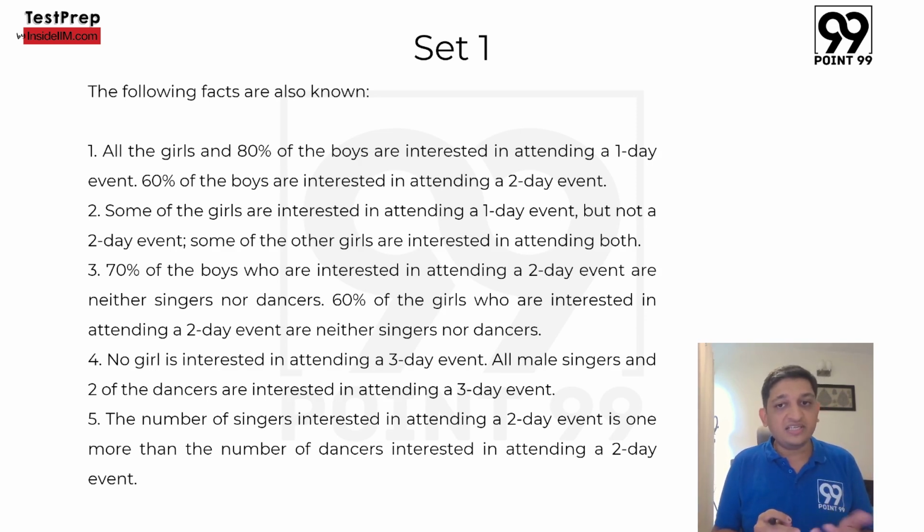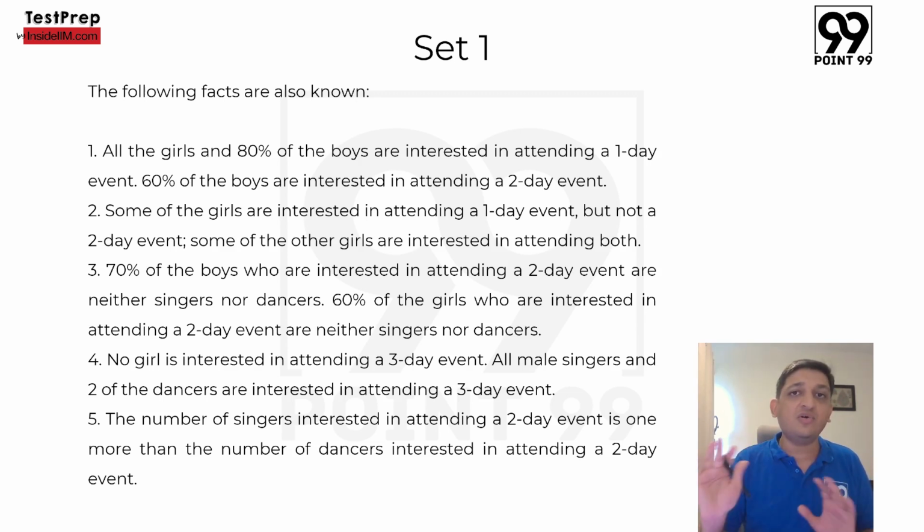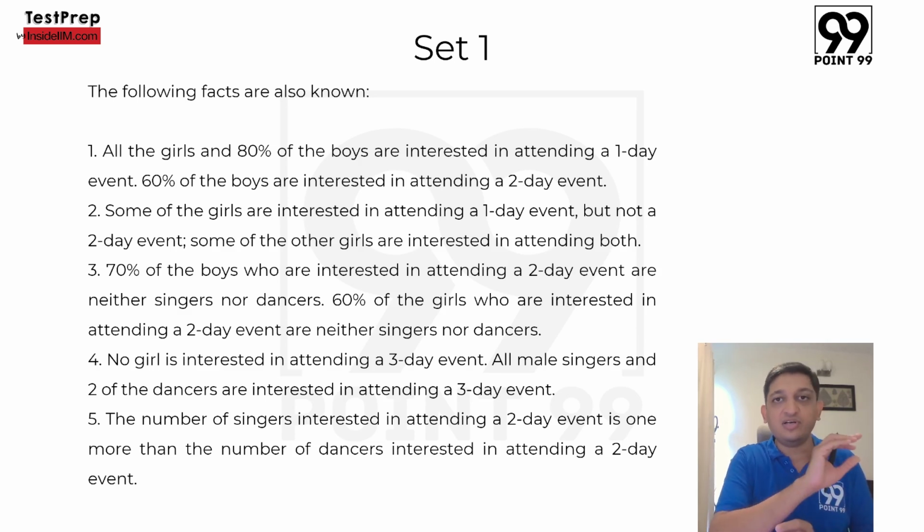70% of the boys who are interested in a two-day event are neither singers nor dancers. तो कुछ लोग ना singer ना ही dancer ऐसे हो सकते हैं. This is what it implies in this context. 60% of the girls who are interested in attending a two-day event are neither singers nor dancers. Fair enough. No girl is interested in attending a three-day event. तो three-day event कोई भी girl को attend नहीं करना है, right? So that is basically something that we know. Very important point because it blanks out one entire row of the table that we are going to get. जो भी visualize किया होगा ना, third day में तो girls है ही नहीं, तो great.